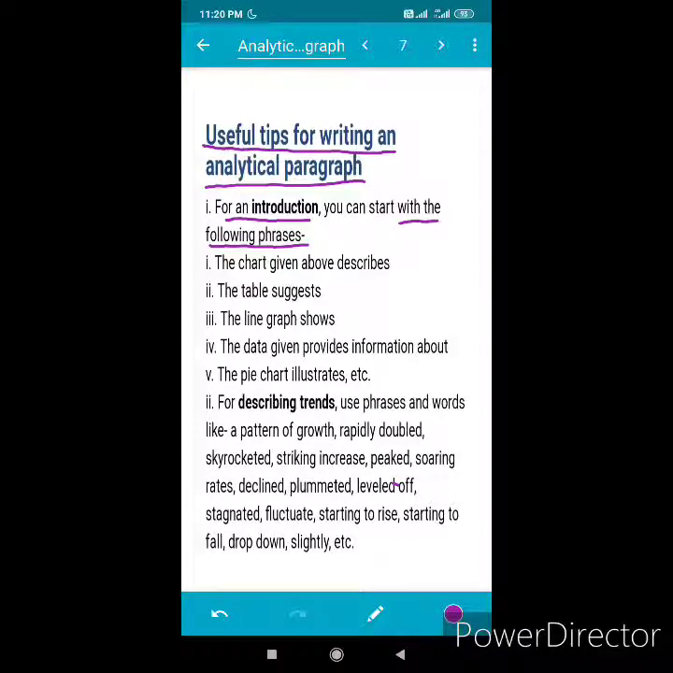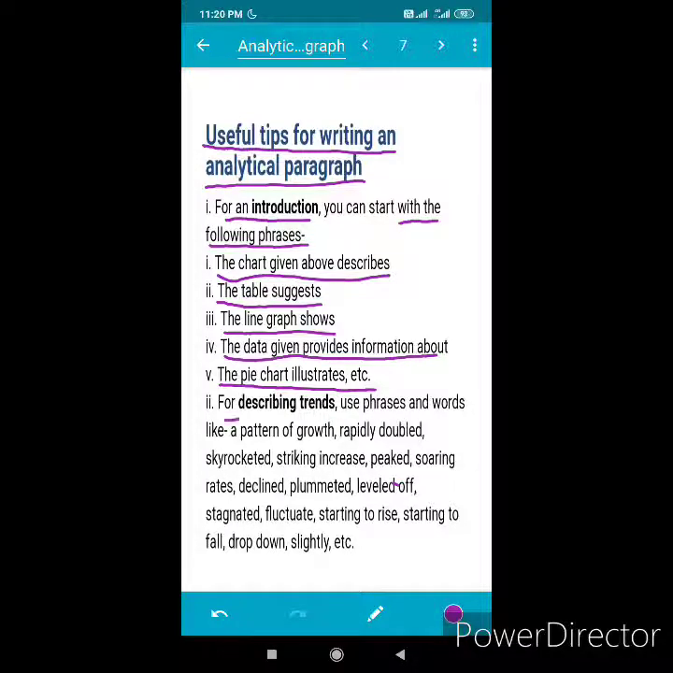First one, if a chart has been given, you can start like this: the chart given above describes. If the table has been given, the second point, the table suggests. If a graph has been shown, the line graph shows. If data has been given, the data given provides information about. If a pie chart has been given, you have to start like this: the pie chart illustrates, etc. In this way, you can start the introduction of the analytical paragraph.